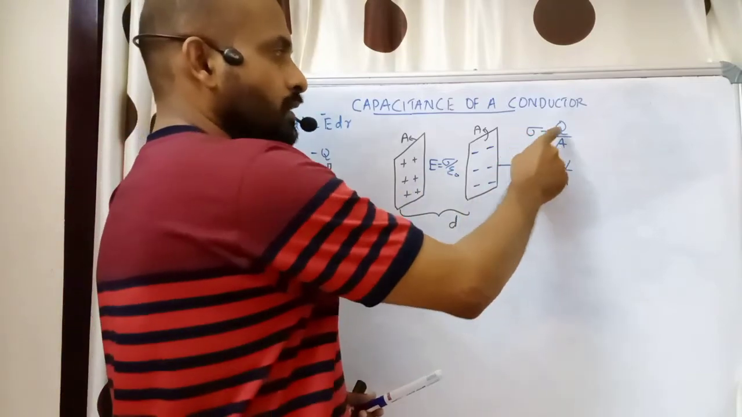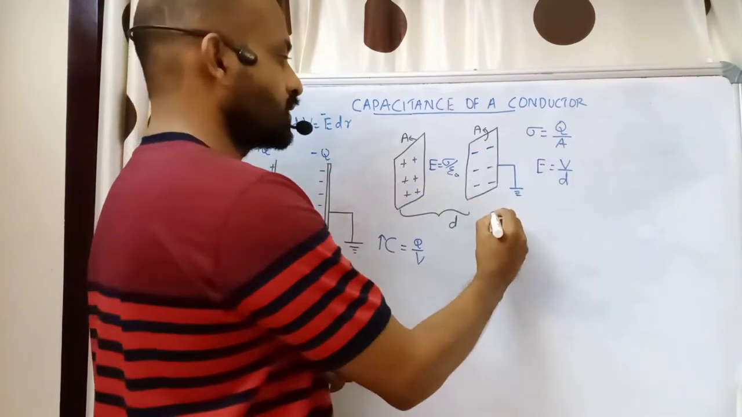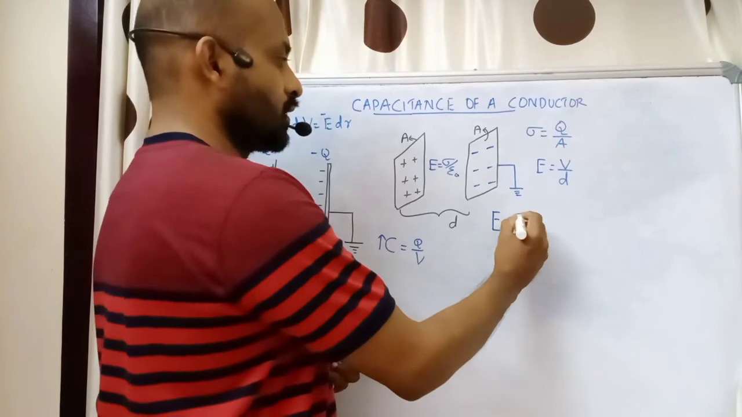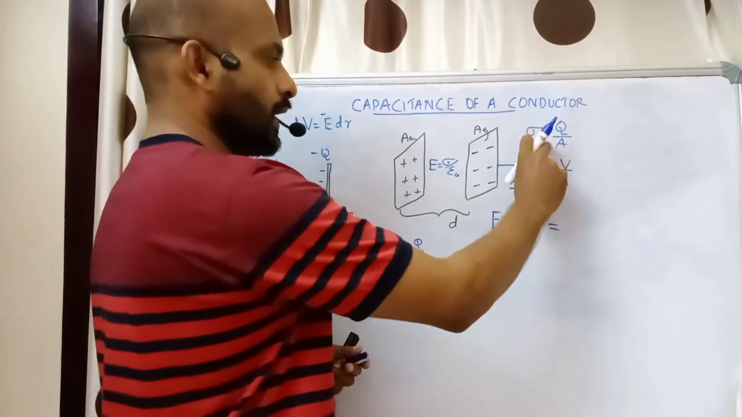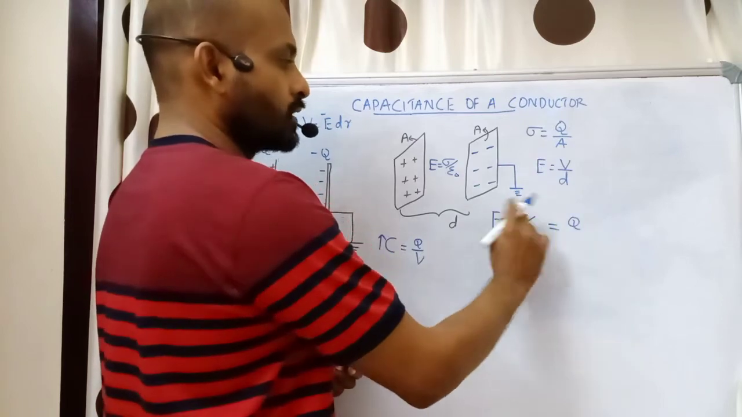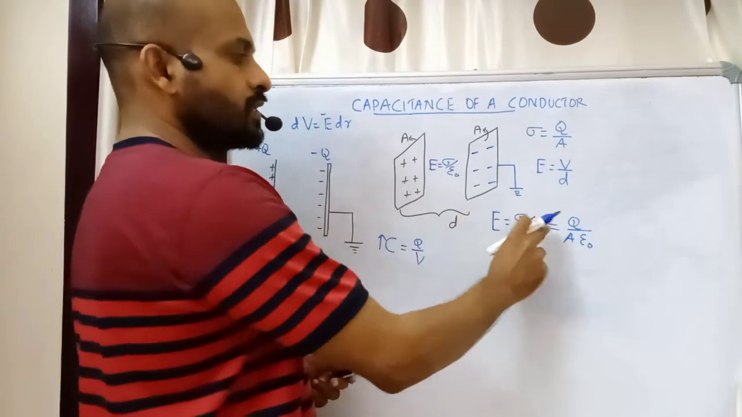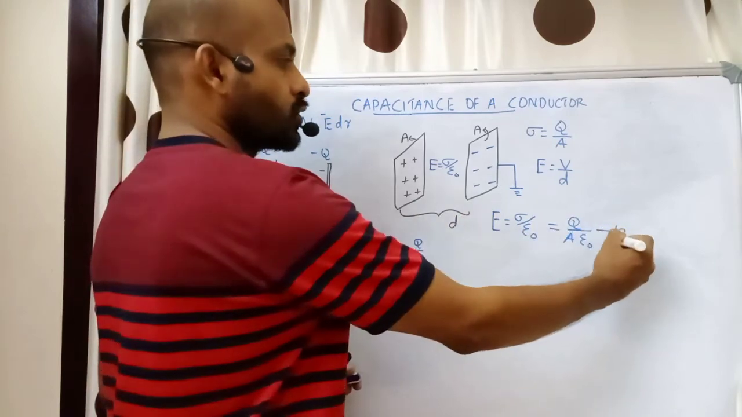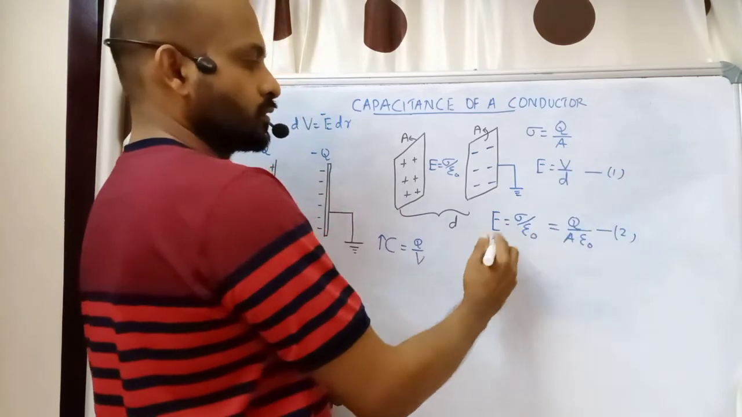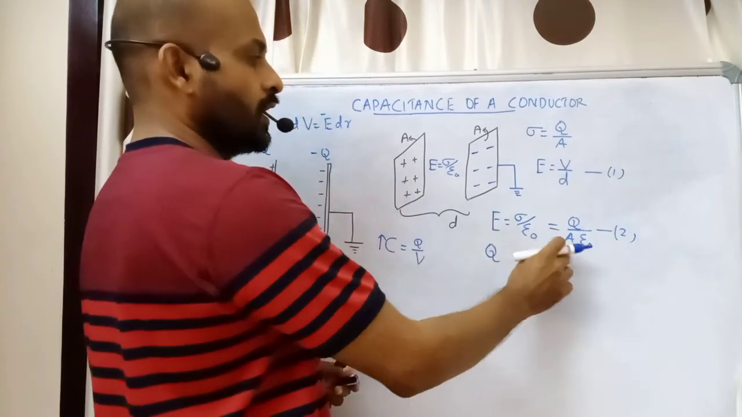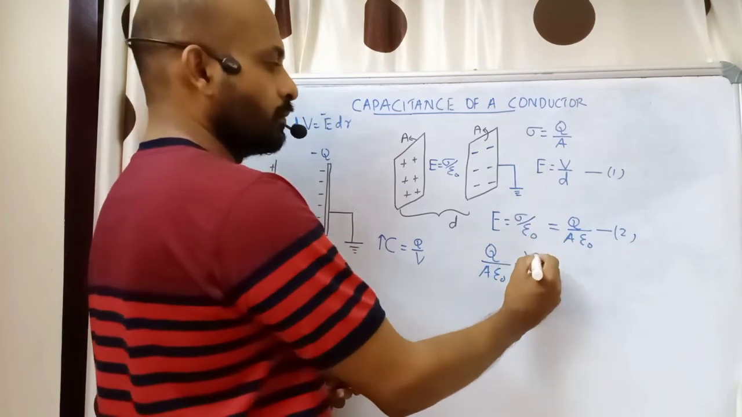Now we have sigma is equal to Q by A. What is the electric field between the sheets? We can write the equation E is equal to sigma by epsilon 0. What is sigma? Q by A. Substituting Q by A instead of sigma, you will get E is equal to Q by A epsilon 0, equation number 2. This is equation number 1. We can equate these two. So equating, what will you get? Instead of E, you will write Q by A epsilon 0. On the right side, we will write V by d.